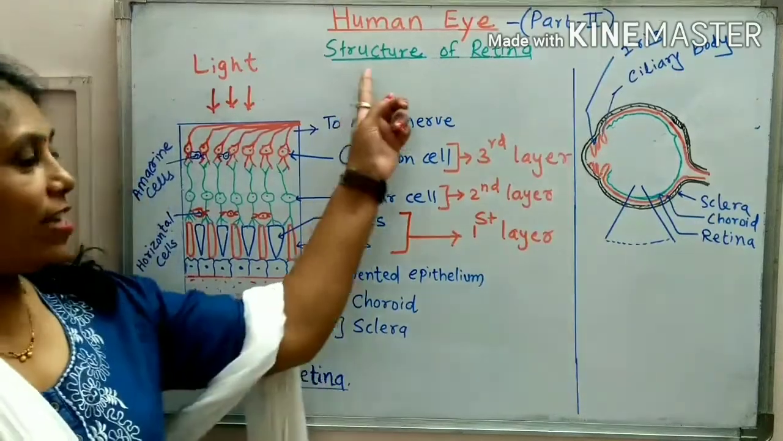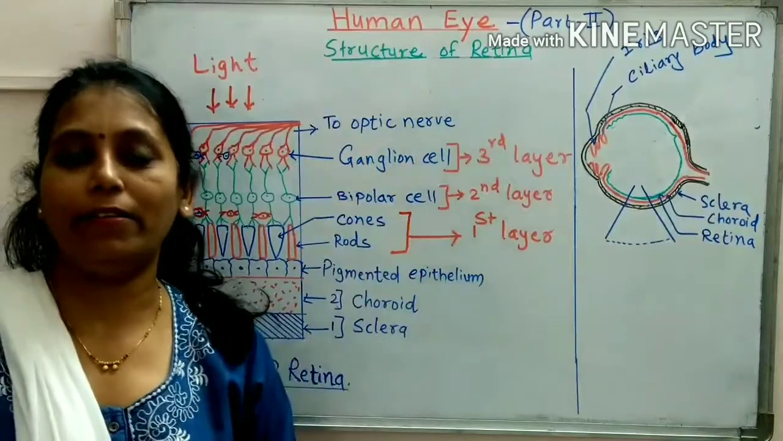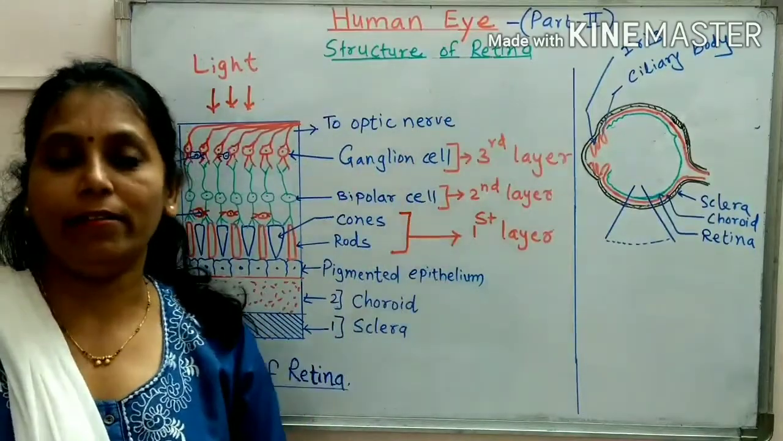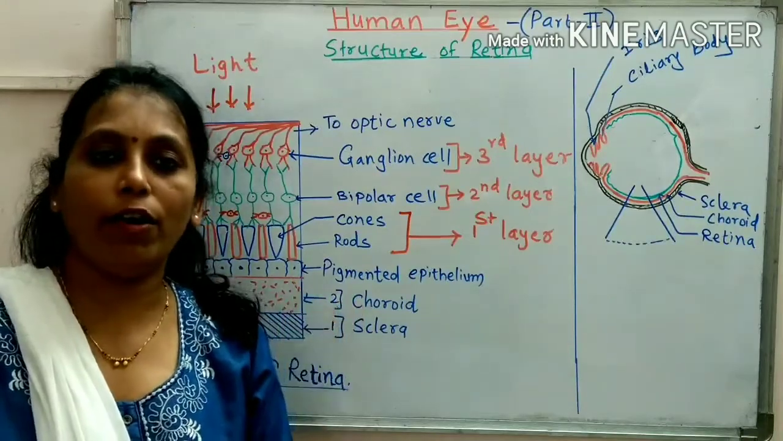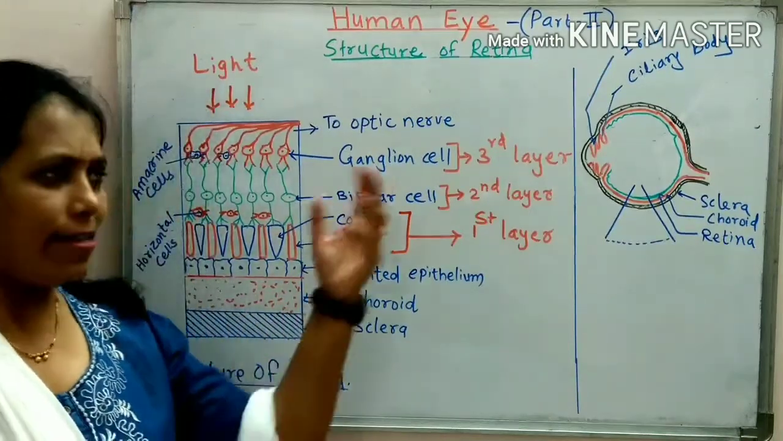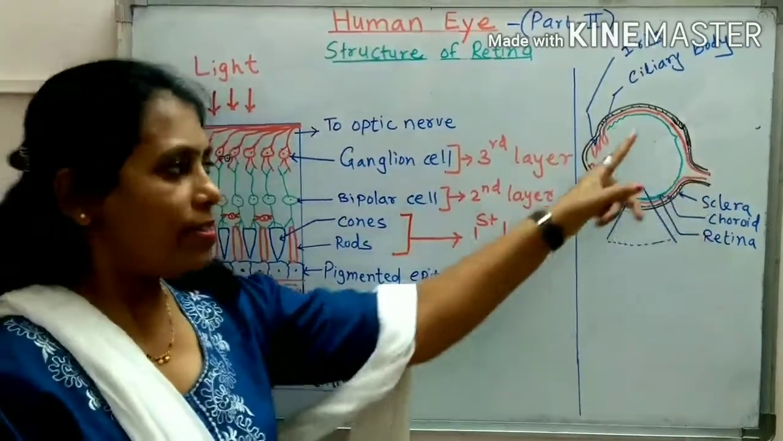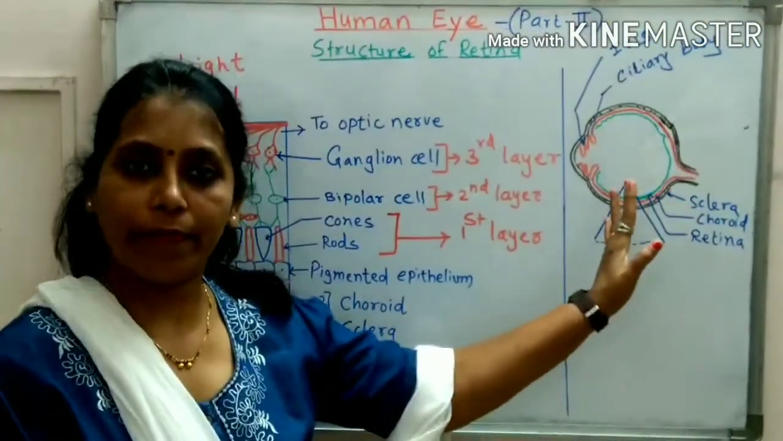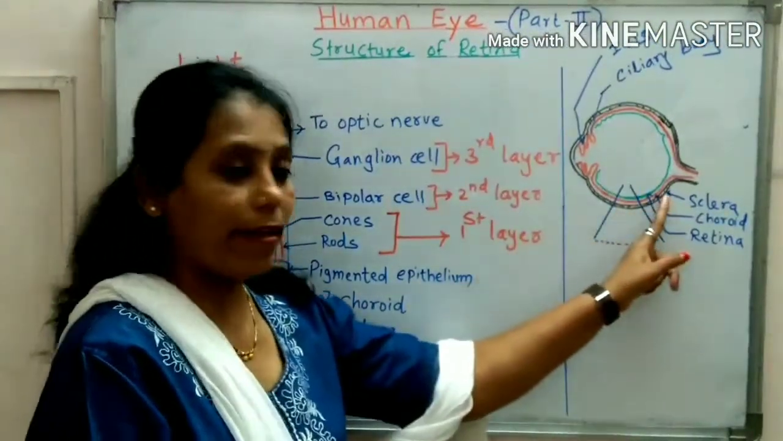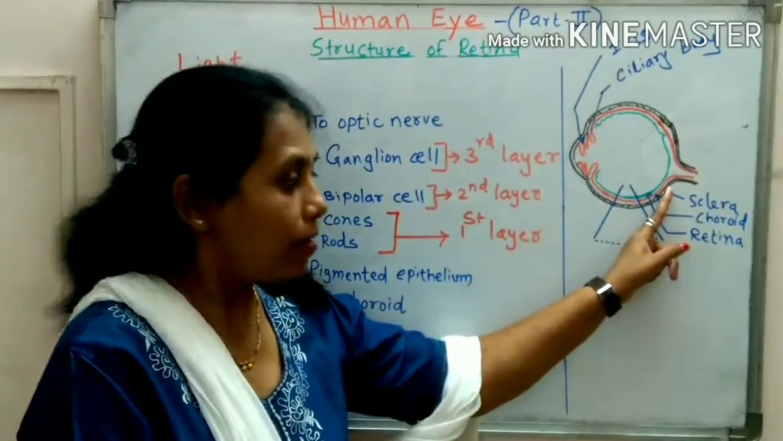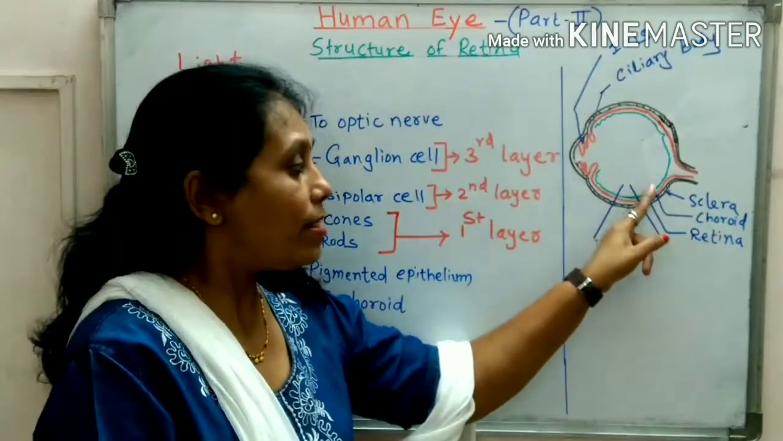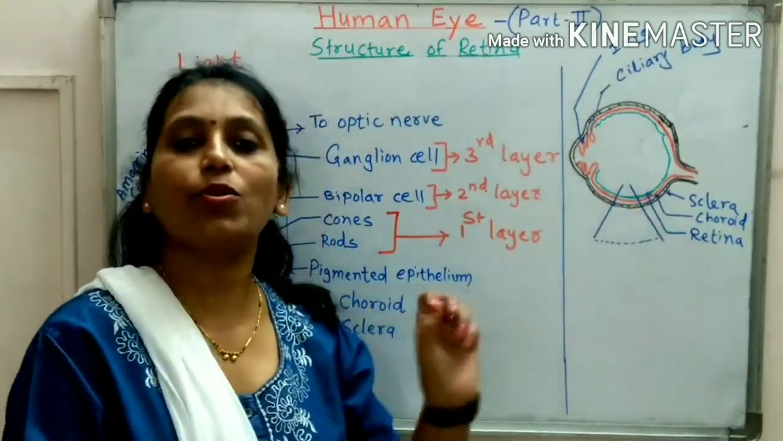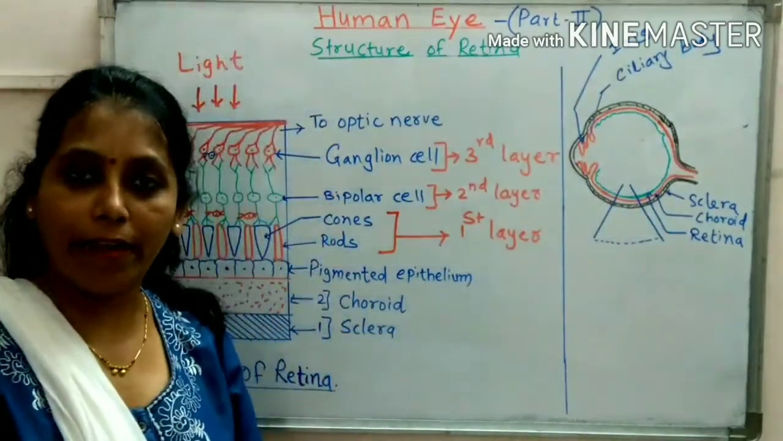Study the structure of the retina. Now, what is the retina? The retina is the innermost layer of the human eye. Let us study one more time. This is the structure of the human eye. The outermost layer is called the sclera. The middle layer is called the choroid. And the innermost layer is called the retina.